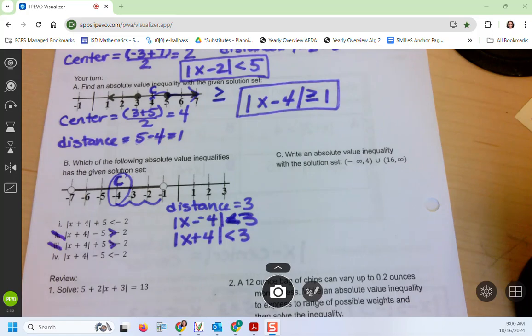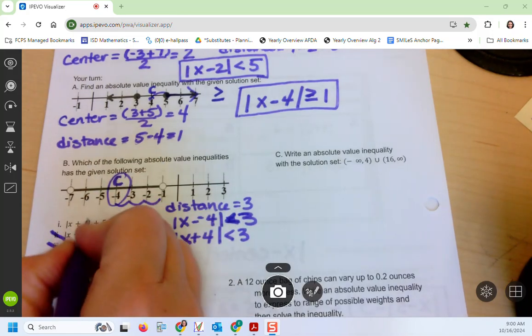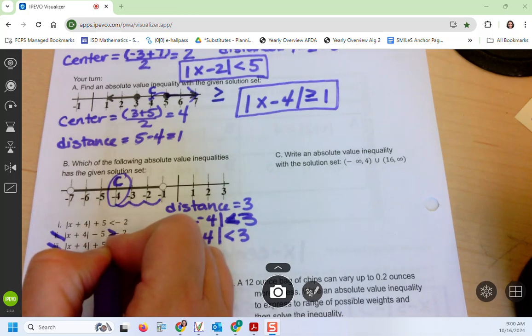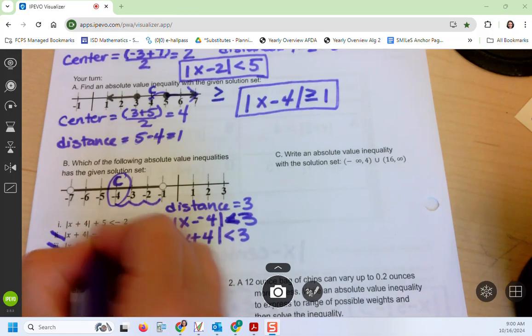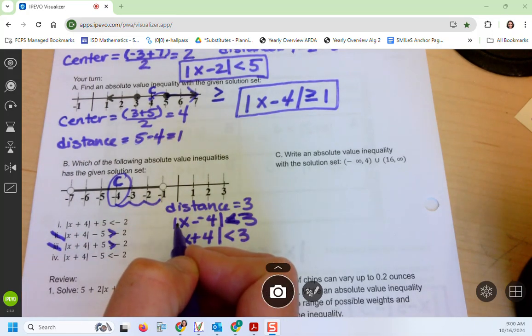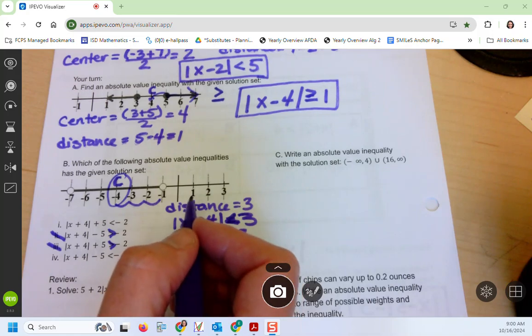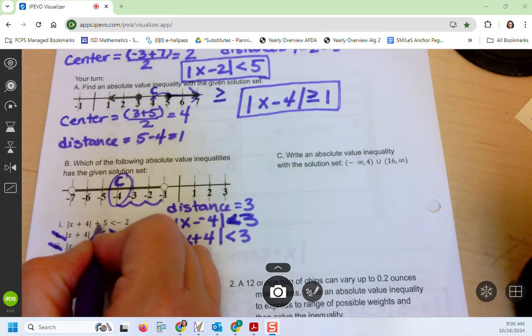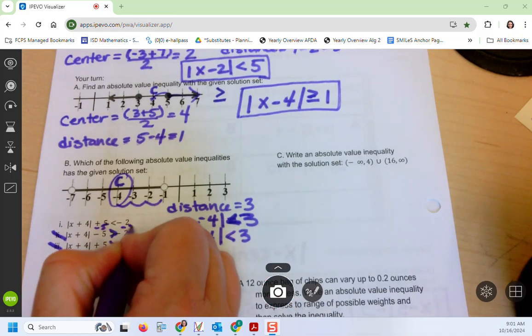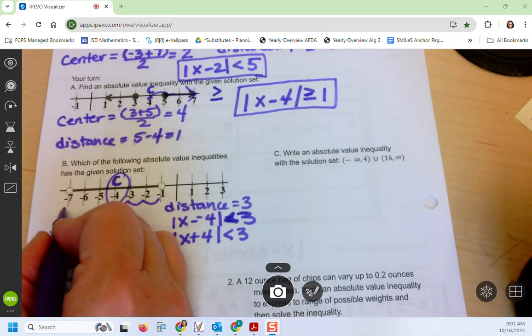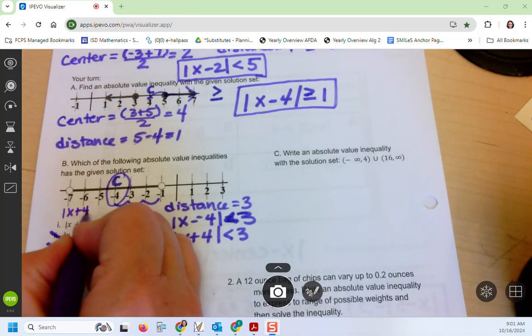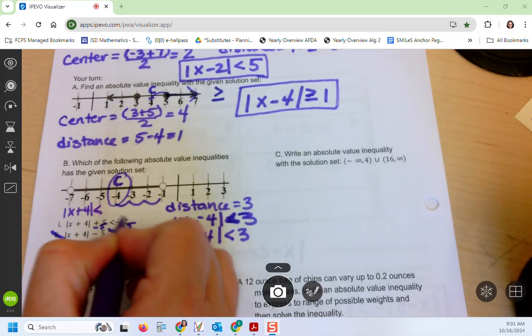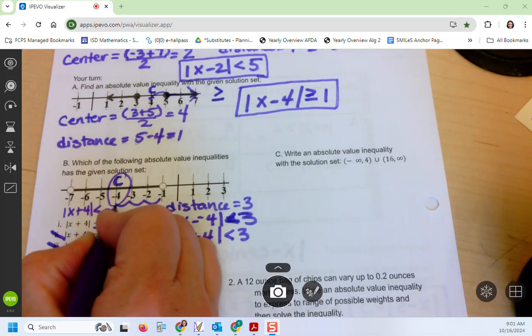Those are Roman numerals for 1 and 4. Which one should we check first? Check 1. Okay. So for 1, here's my absolute value of x plus 4. How do I get it by itself? How do I get rid of this plus 5? Minus 5, right? So if I minus 5 here and I minus 5 here, then absolute value of x plus 4 is less than -2 minus 5, which is -7.